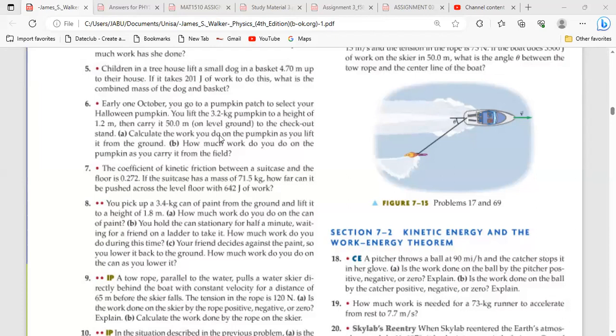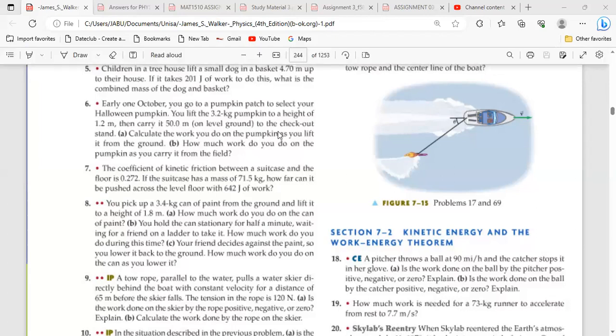We did not get negative 60. That was positive for A and 0 for B. Now we are coming for C. C says your friend decides against the paint, so you lower it back to the ground. How much work do you do on the can as you lower it?